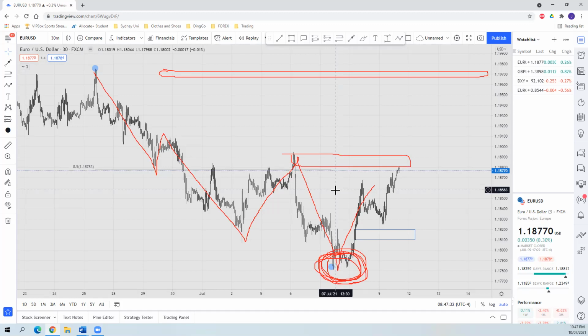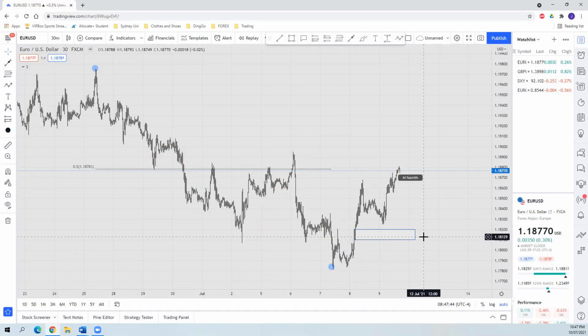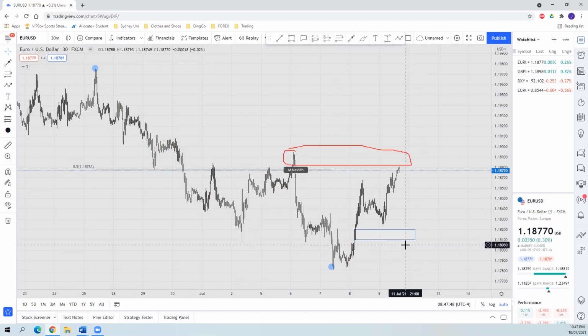It came back down and it even broke the structure, a 30-minute structure. You see that? So now price might just go down. The strong high which you mentioned, right here, would be a trap. So we can take something from here to sell off from.